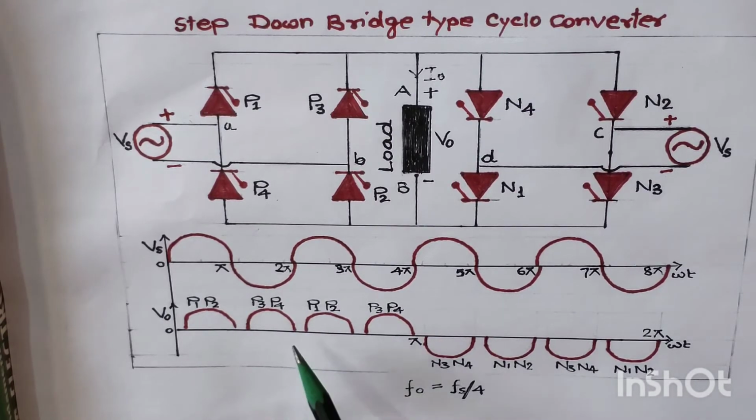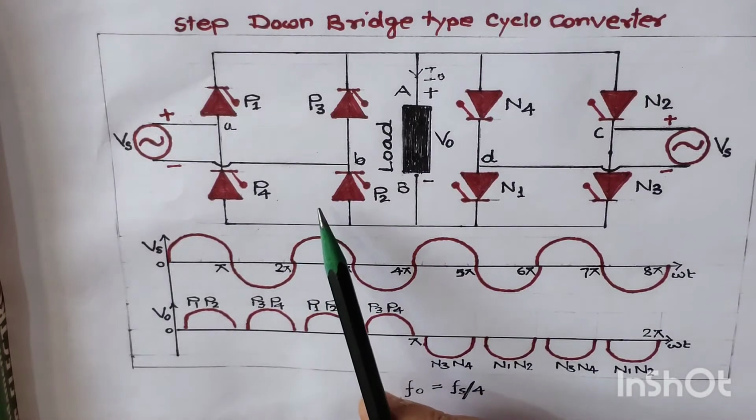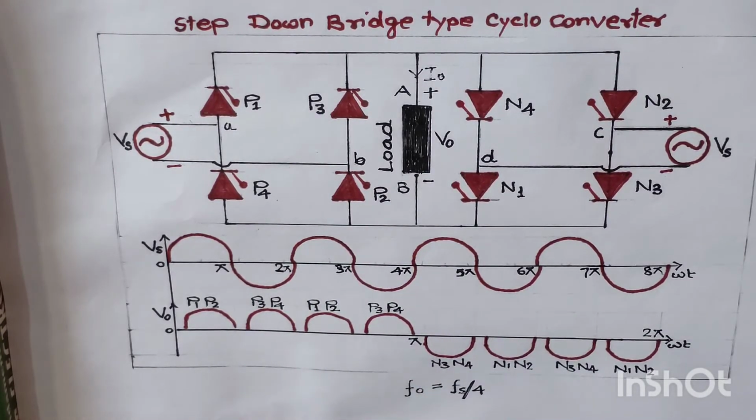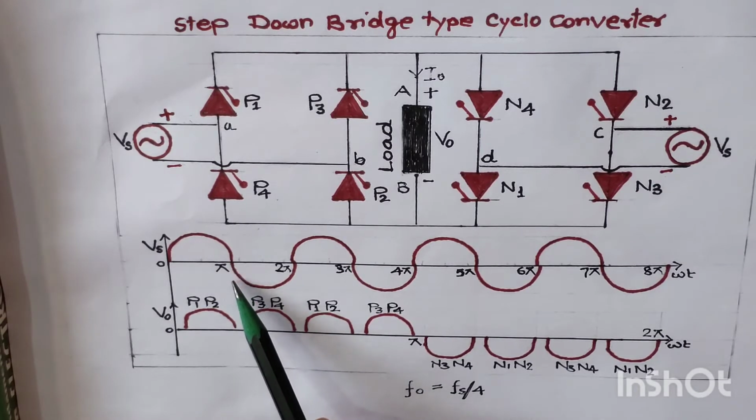This is to be noticed here that in each case we are giving a trigger pulse to the thyristor at an angle alpha. That's why we are getting the output voltage with some delay angle after pi or after 0 angle.